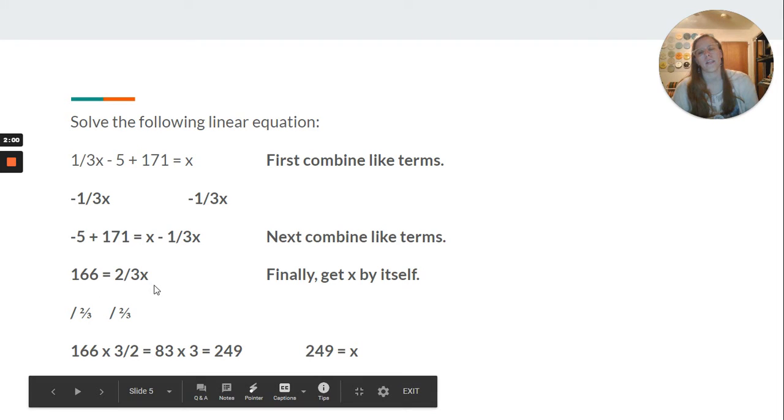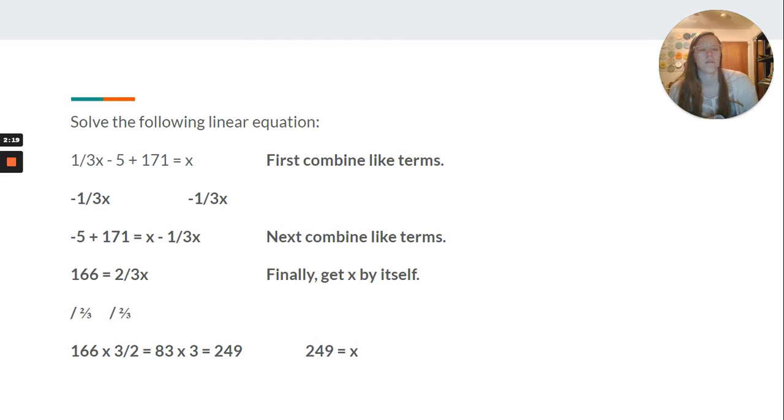Divide by 2/3 to get x by itself. 166 times 3/2, because when you divide by a fraction, it's the reciprocal, equals 83 times 3, because they simplified, 166 divided by 2 is 83. We get 249, so x equals 249. Again, you could go back and double check that.